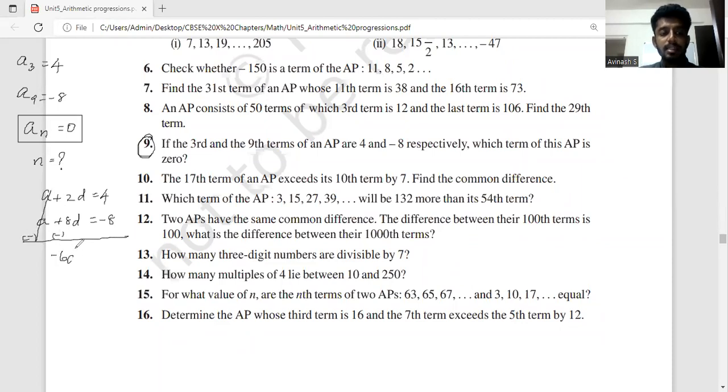This will give us minus 6D because 8 is the bigger number. And this becomes plus, and we'll be getting 12. So D becomes 12 by minus 6. So you'll be getting D equals minus 2. So this is the value of the common difference.